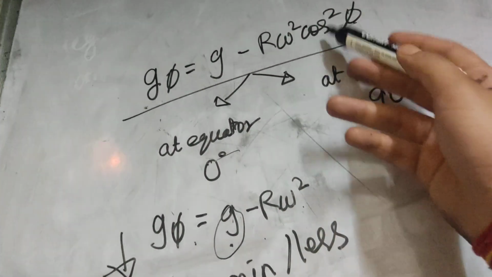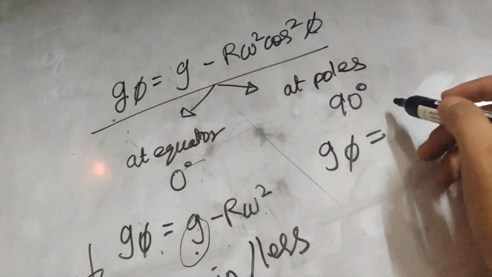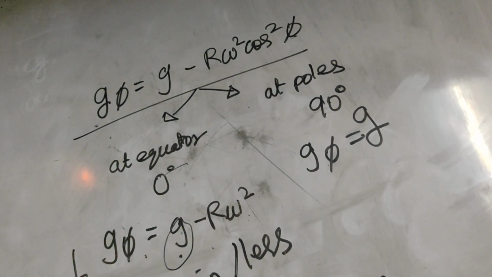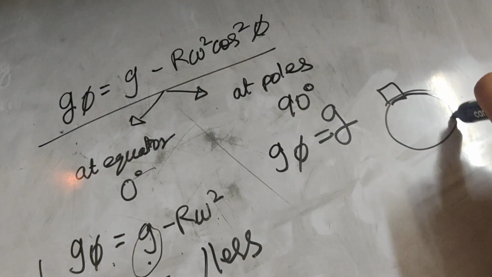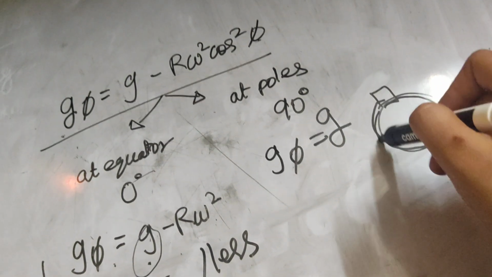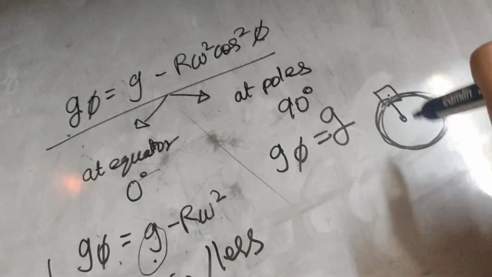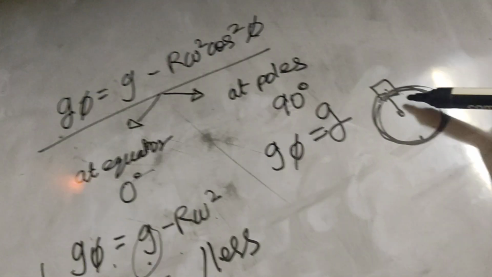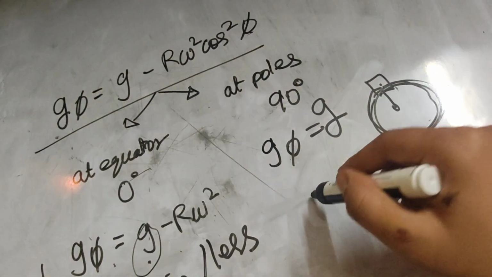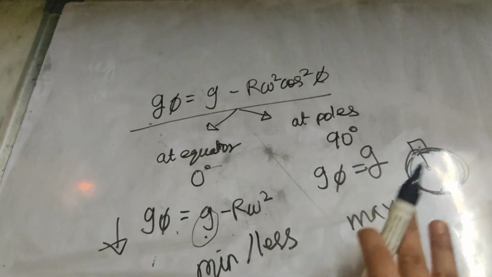R omega square into 0, something into 0 is 0. So g phi is directly equal to the gravity at the surface. When you see here, this is your earth surface and these are the poles, 90 degrees at this point or at this point. So that's why here and here the gravity is maximum. So at the poles the gravity is maximum. These two cases are easy.